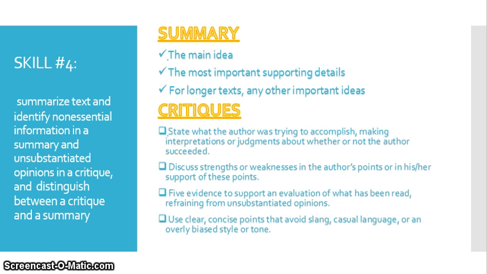For the next skill, you need to know that a summary is a brief restatement of the most important details and ideas in a longer text. Writers usually compose a summary to communicate information as concisely and directly as possible. A thorough summary should include the following: the main idea, the most important supporting details, and for longer text, any other important ideas. Now, sometimes a summary does more than simply list the main idea and supporting details. When analysis of the text is involved, a summary becomes a critique.